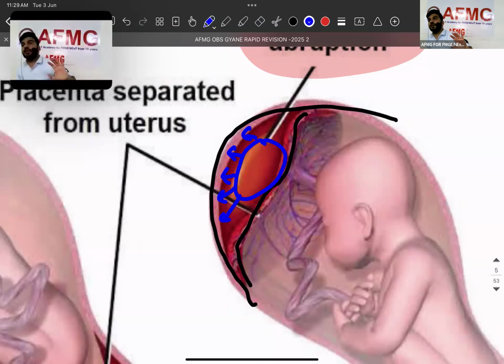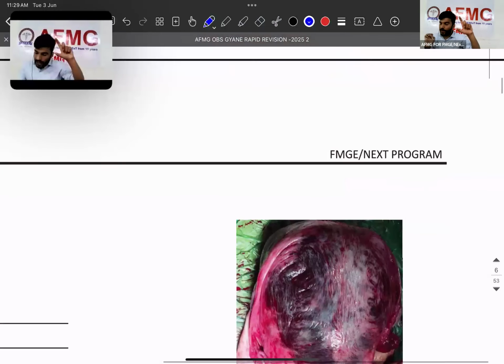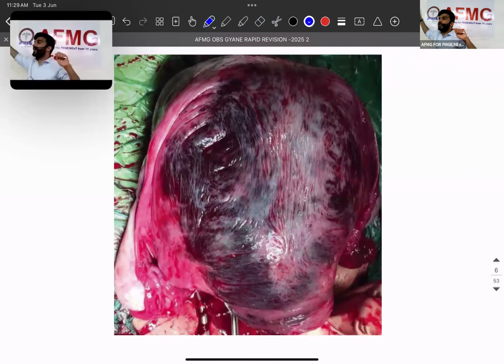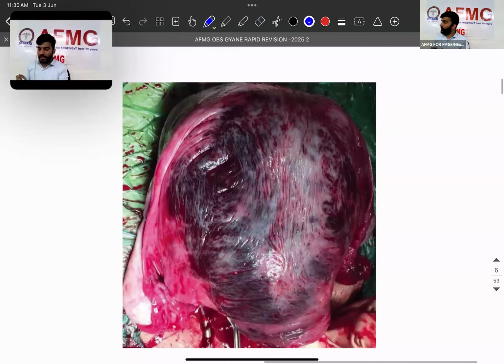One question was asked: which of the following types of abruptio placenta is associated with the Couvelaire uterus? What is your answer? Concealed type of abruptio placenta. C for concealed, C for Couvelaire. When the bleeding is not coming out, it goes into the muscle layer of the uterus, and the classical appearance of this uterus is also called bruised uterus. This bruised or Couvelaire uterus is seen in which type? Concealed type of abruptio placenta. Is that clear?